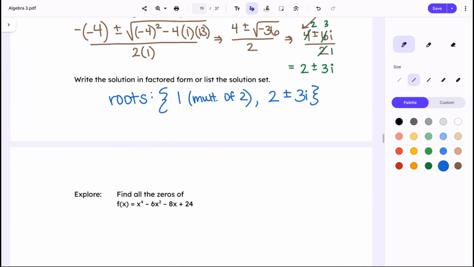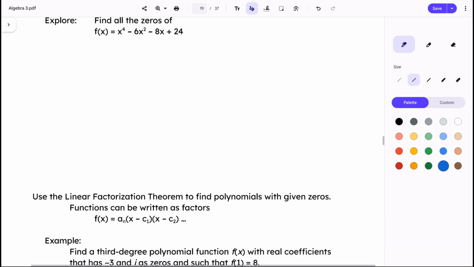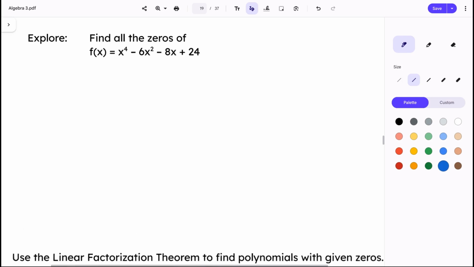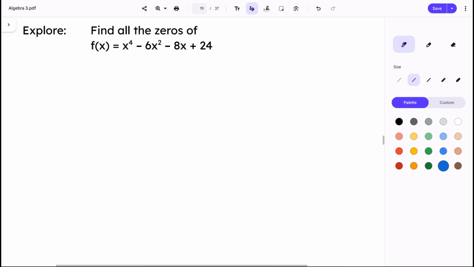Okay, so let's do one more like this. This time, we got to do everything. They're not going to walk us through step by step. We're doing it all. So let's start with P's and Q's. What's your P for this equation? 24. And your Q? 1.